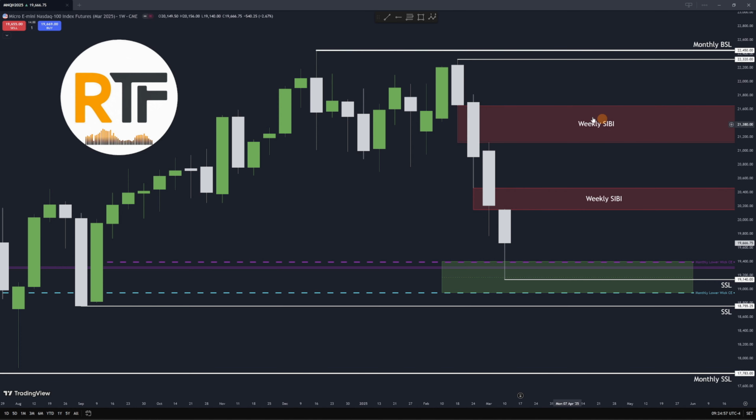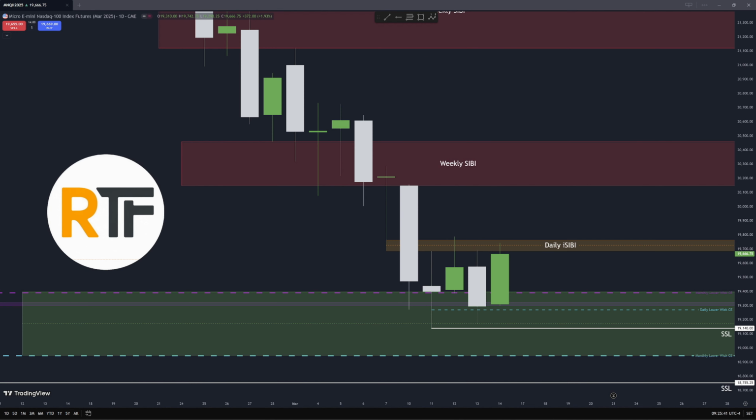Can we get up to this weekly SIBI? Potentially, but this is going to be the first target and the one that you want to pay attention to. Remember, there is a lot of back and forth action here, so it's going to take a lot to get through this. But if we can get through this eventually, there are smooth highs up here, but don't pay attention to any of that. You really want to just focus on your very next target, which is going to be this weekly SIBI.